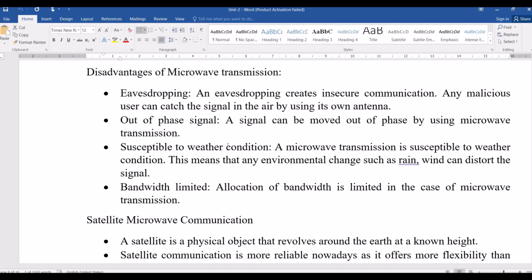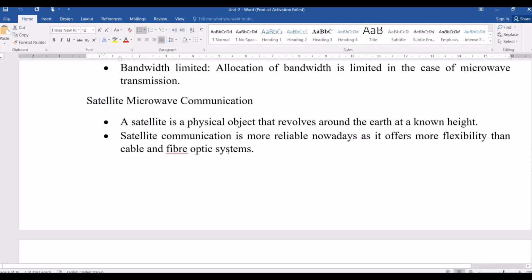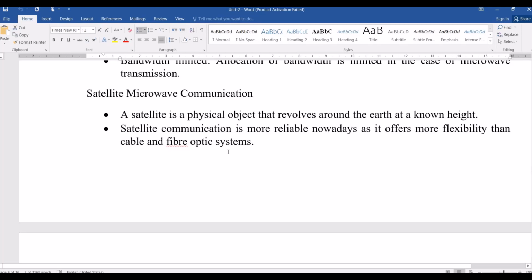And bandwidth limitations. Allocation of bandwidth is limited in the case of microwave transmissions. There are some limitations there. Let's move on to satellite communications. A satellite is a physical object that revolves around the world at a known height. Satellite communications is more reliable nowadays and offers more flexibility than cable and fiber optic communications.